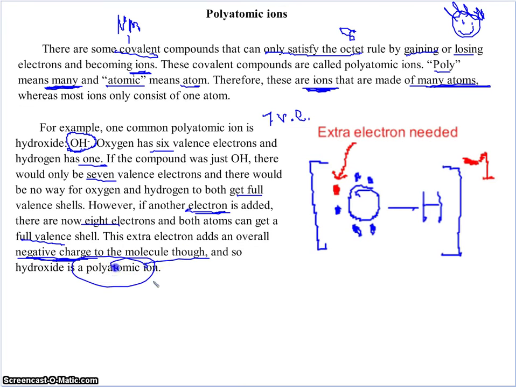So hydroxide's a polyatomic ion. If we're looking here, we add that extra electron, now we can get our octet, but we have this -1 charge right here. Because if you count up all the protons, there's 8 from oxygen, 1 from hydrogen. We've got 8 electrons here, and then there's 2 electrons inside that are not drawn. So you've got 1 more negative than positive.